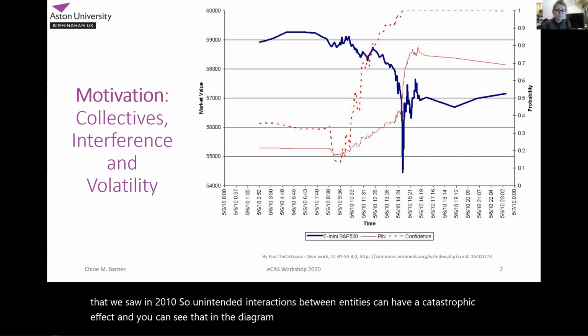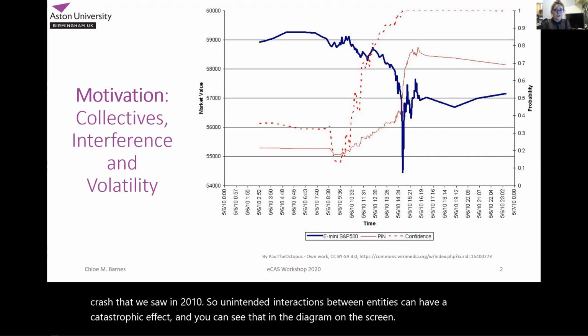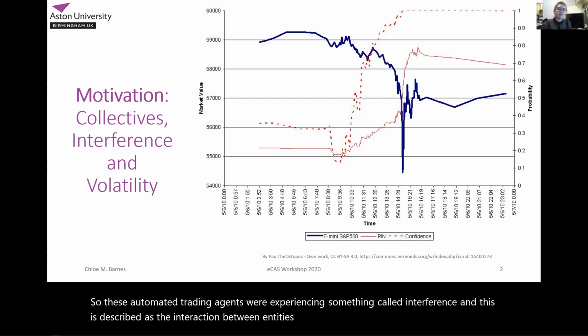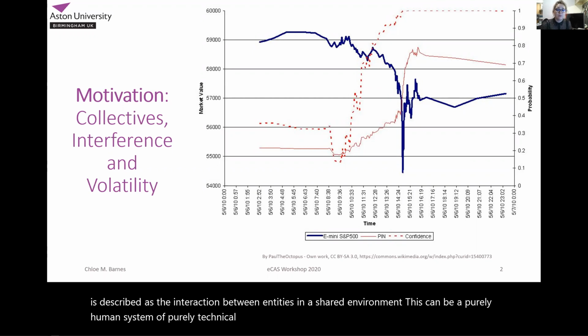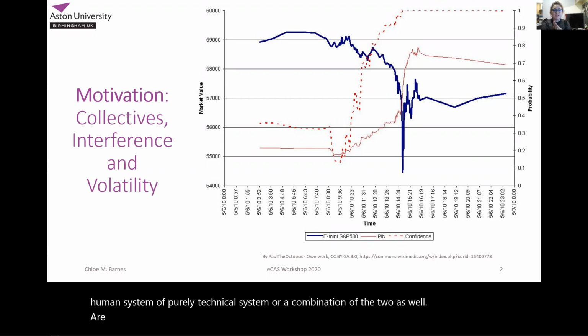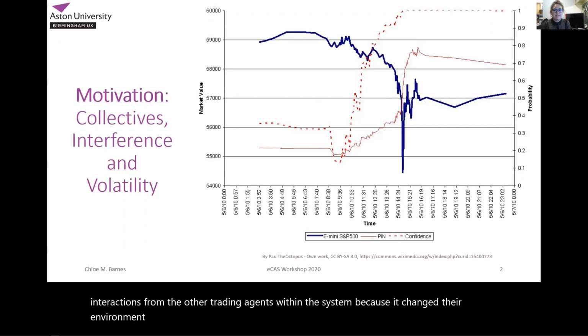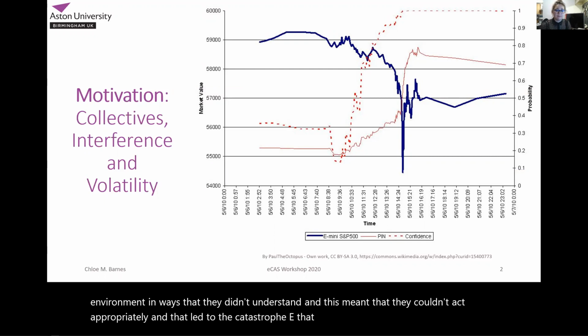the screen. So these automated trading agents were experiencing something called interference, and this is described as the interaction between entities in a shared environment. And this can be a purely human system, a purely technical system, or a combination of the two as well. And these trading agents experience interference from the indirect and the unknown interactions from the other trading agents within the system, because it changed their environment in ways that they didn't understand. And this meant that they couldn't act appropriately. And that led to the catastrophe that we saw in 2010.